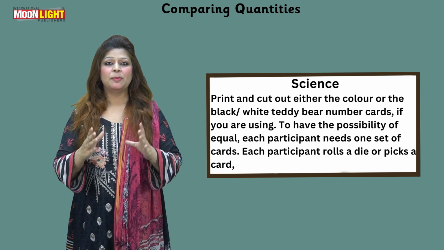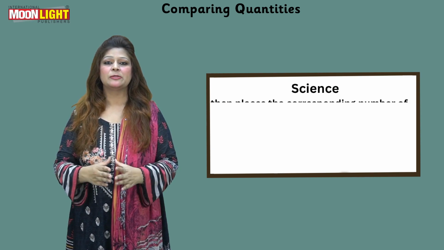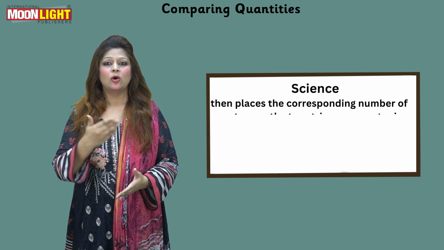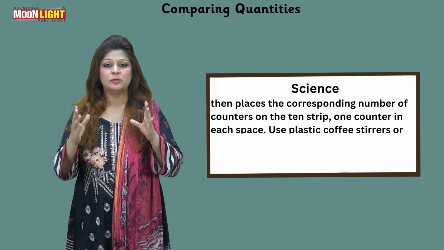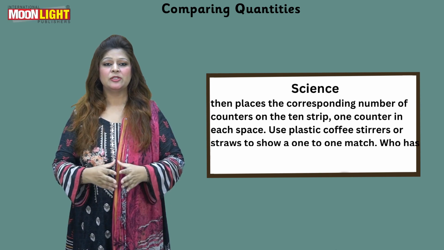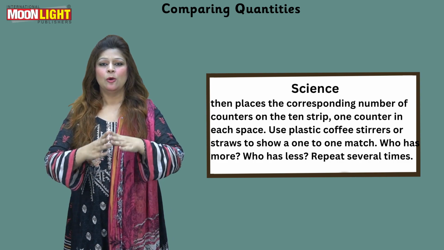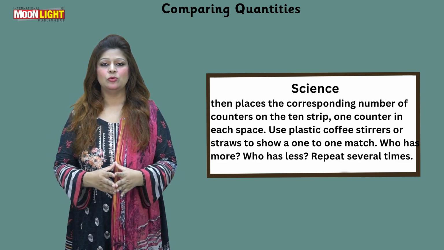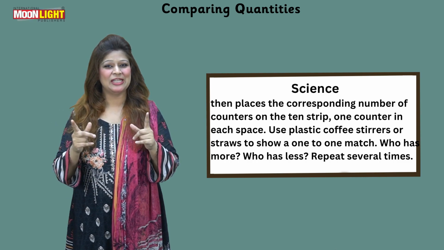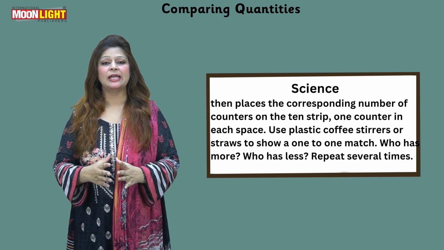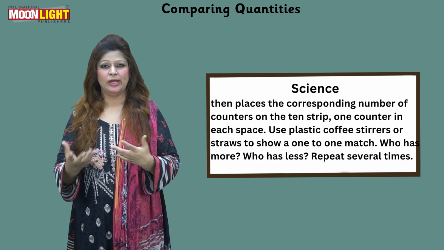Okay? Each participant rolls a die or picks a card, then places the corresponding number of counters on the 10 strip, 1 counter in each space. Use a plastic coffee stirrer or straws to show a 1-to-1 match. So for this, what to do? You are going to ask your students which has more and which has less. Repeat several times, and your students will be familiar with this concept of what is more and what is less.